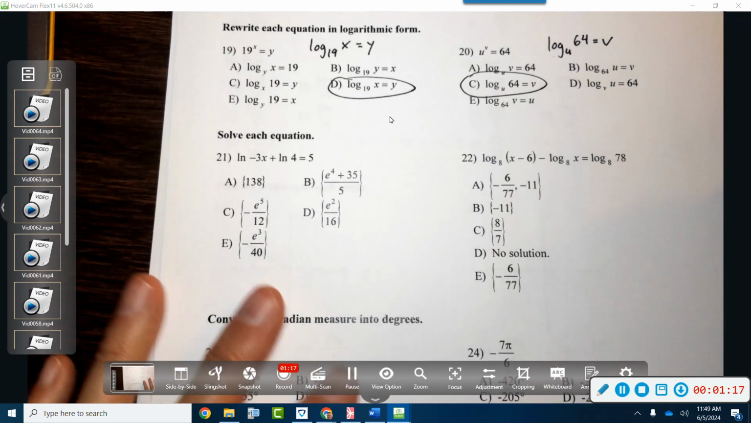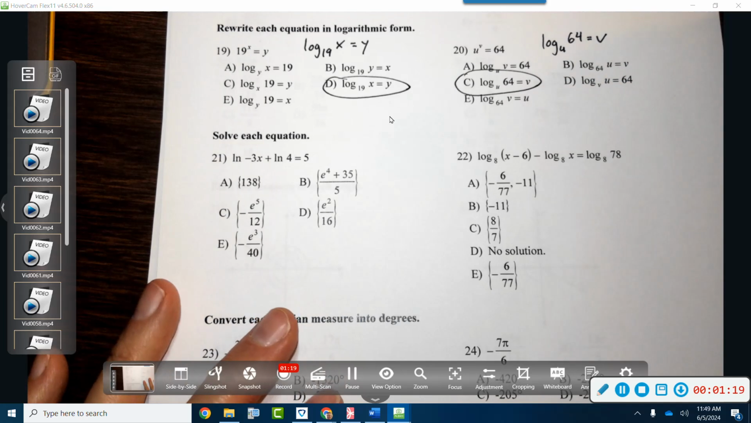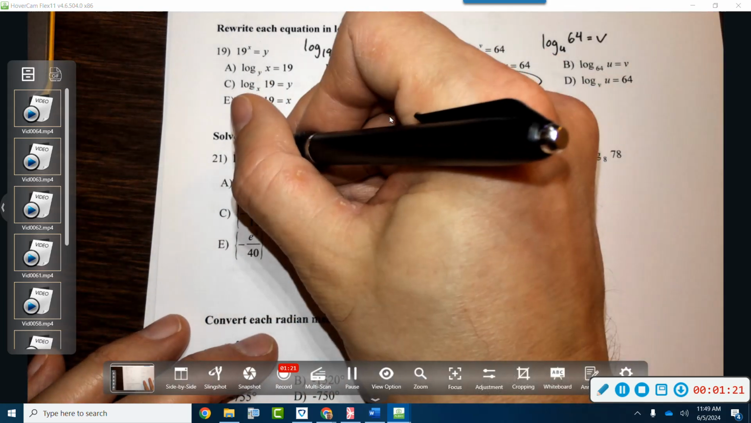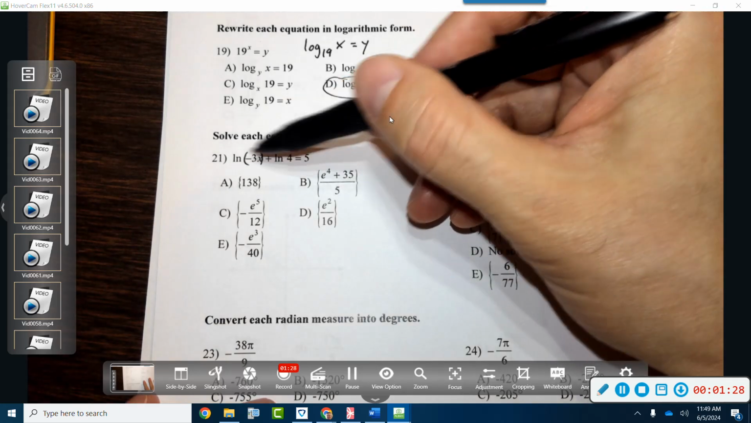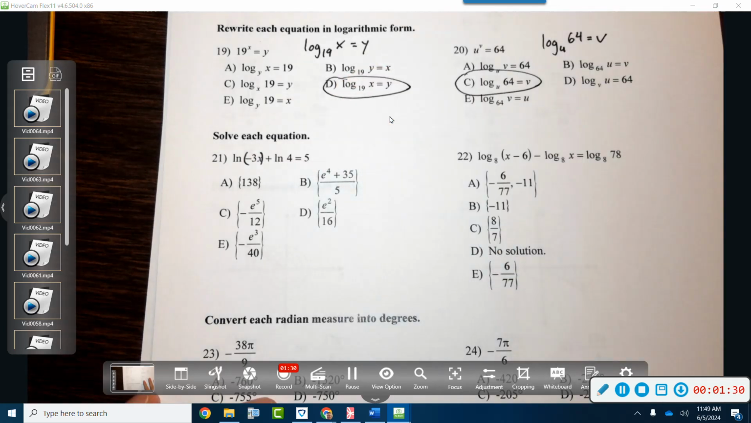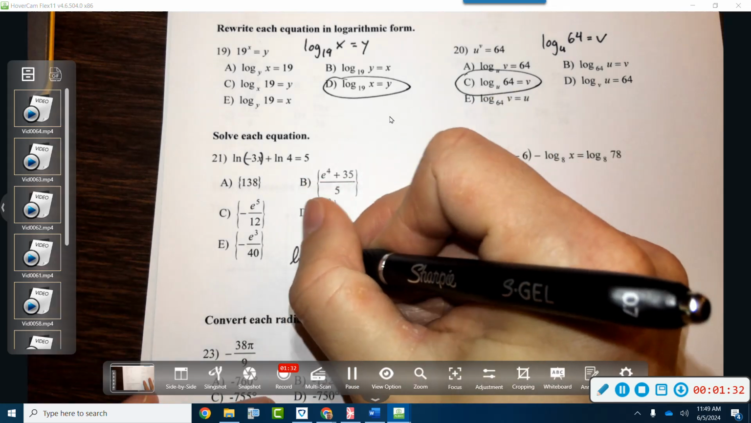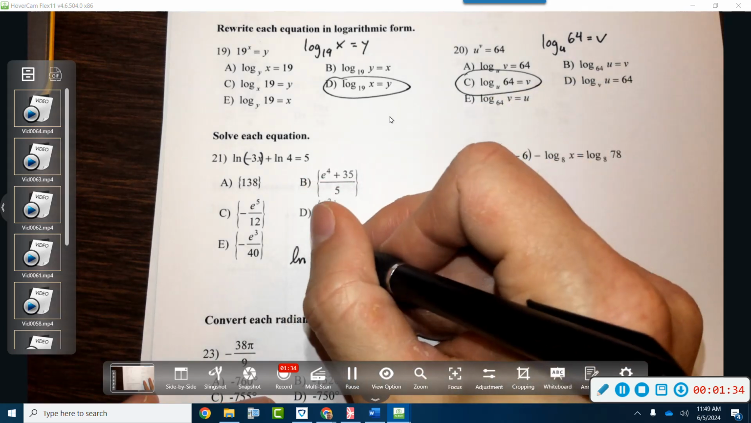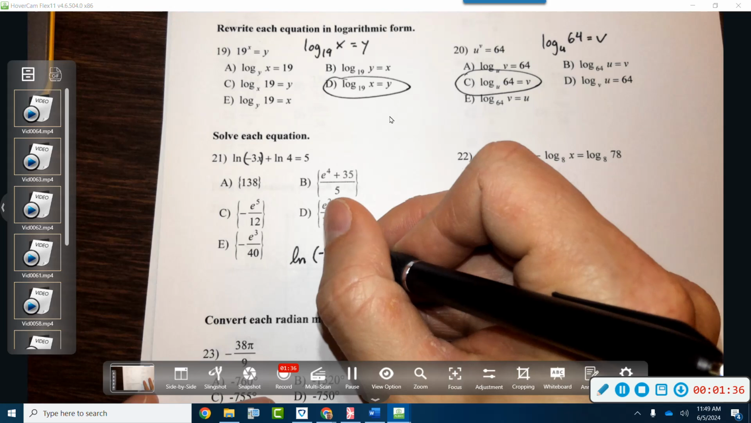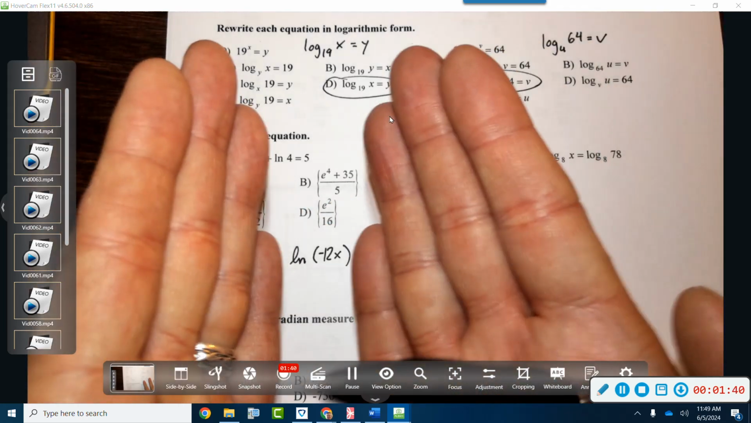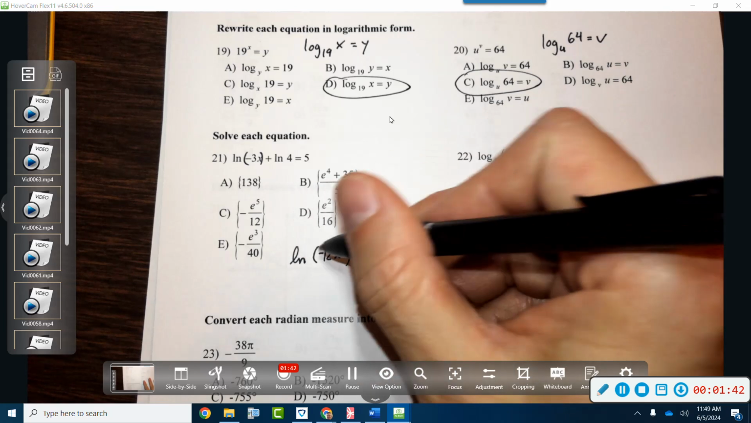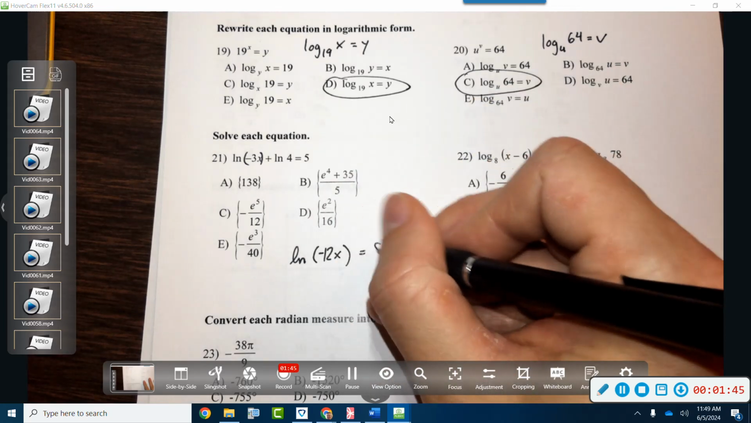There we go. All right, now we're going to solve these guys. Let's lock these guys up. So it looks like I have addition between two logs. They both have the same base because they're both ln's. So I can squeeze these guys together and get a negative 12x because I can multiply them. So these are condensed to the ln of negative 12x, and that has to equal 5.